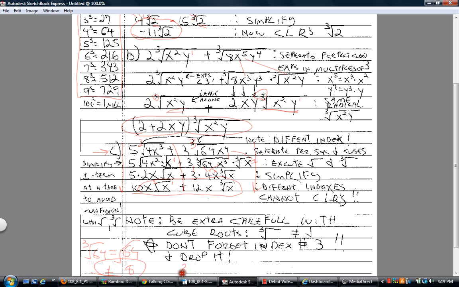They want you to take what? The cube root of 64, and that would be what? You're not sure? Come up to your table. 4 times 4 is 16, 16 times 4 is 64, so that answer is 4.